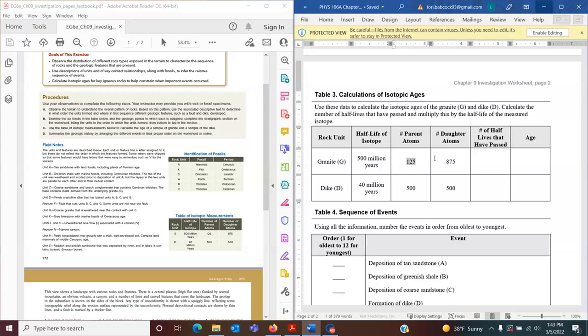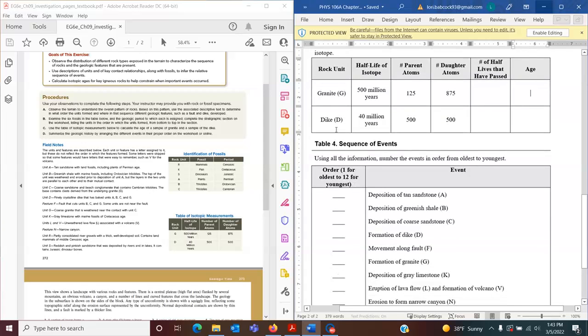If you were to have another half-life pass, you now have 250 parent atoms. You split that in half, you have only 125 parent atoms remaining, and then you add 125 to 750, and you'd have 875 daughter atoms. So that would be where 3 half-lives have passed. I'm kind of giving you the answer here, right? Just to help you understand that. So 3 half-lives, you'd multiply 500 million years by 3, and that would be the age of the rock.